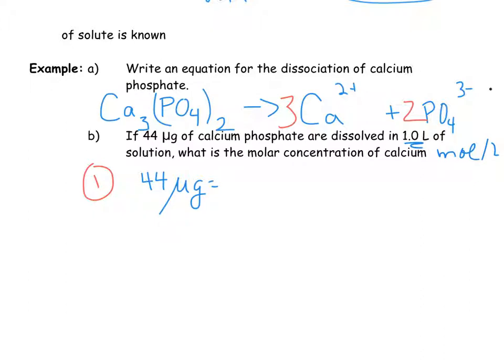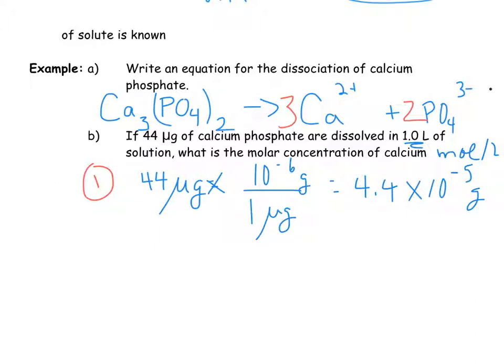The first thing I'm going to do is remember that I have 44 micrograms, and 1 microgram is equal to 10 to the negative 6 grams. So I'm going to get that conversion right. So 4.4 times 10 to the negative 5 grams. That's what I have there.